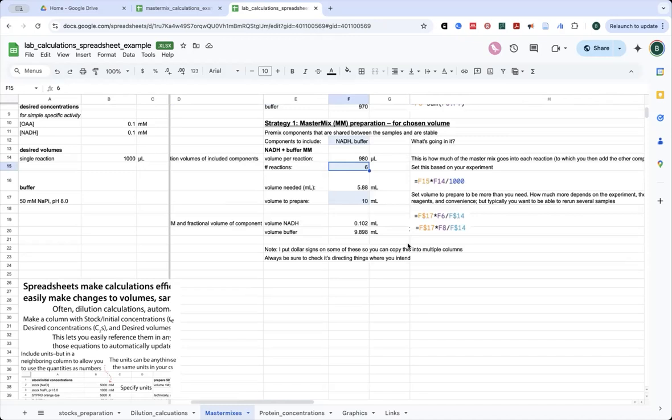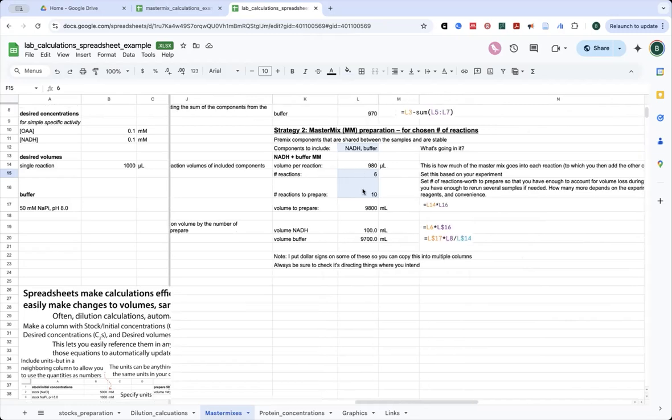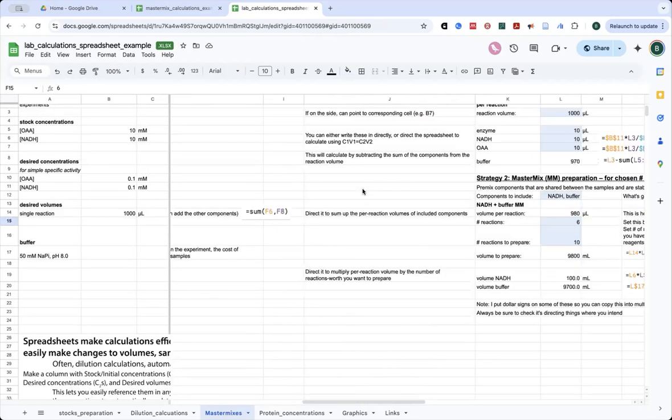And so I probably would have only been able to do 5 reactions with a little less left over for the 6th one. Another is I'll probably have to redo a couple of them for various reasons: pipetting errors, not starting the machine quick enough, having to figure out what's the right enzyme dilution. So I want this to be higher than 6. And so I want to make more than 6 reactions worth. And so in the second strategy, I say, okay, well, maybe I'll just make enough for 10 reactions.